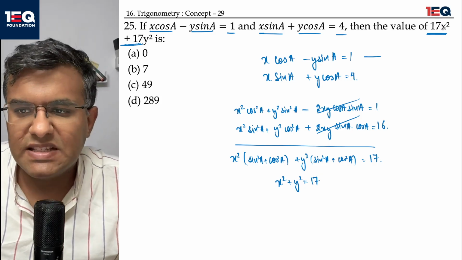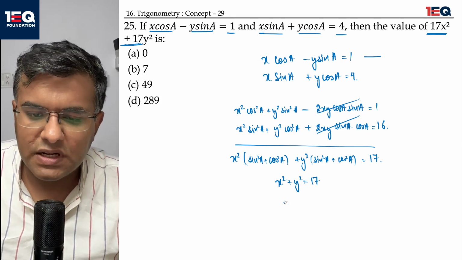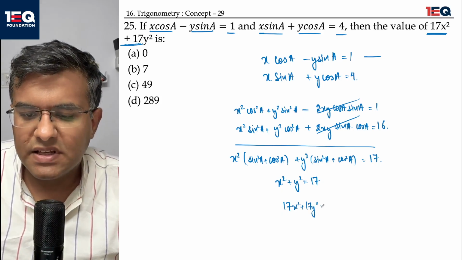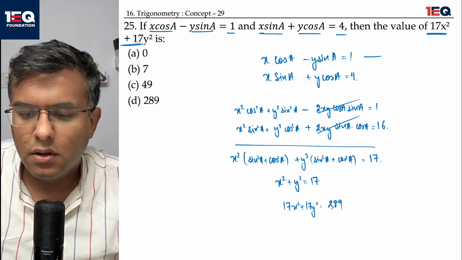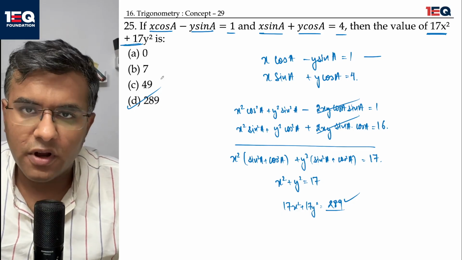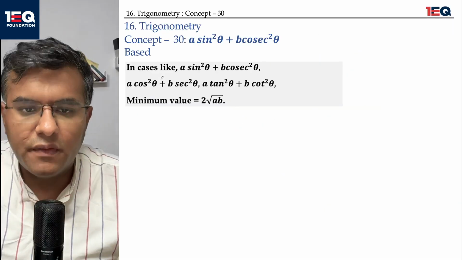So it's asking me 17x square plus 17y square. So I just need to multiply 17 on both sides, which would give me 17x square plus 17y square is equal to 289. So 289 is the answer that I was looking for. Okay, good enough. Let's move forward.